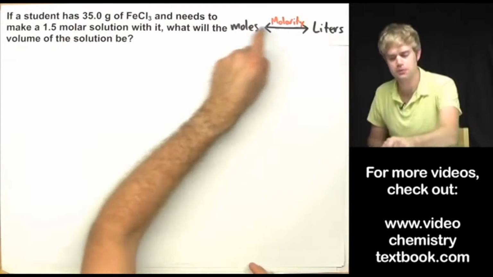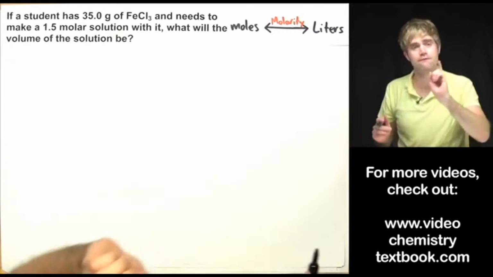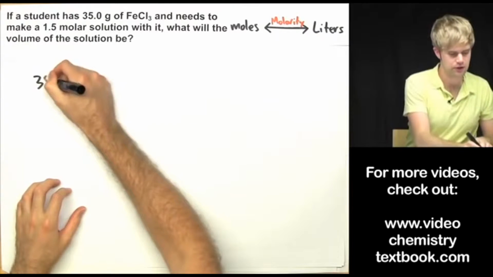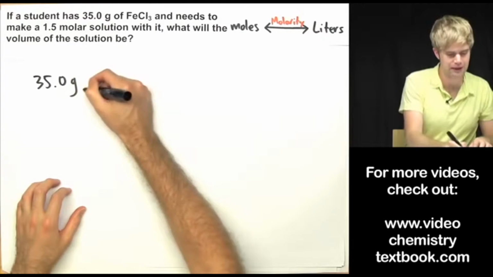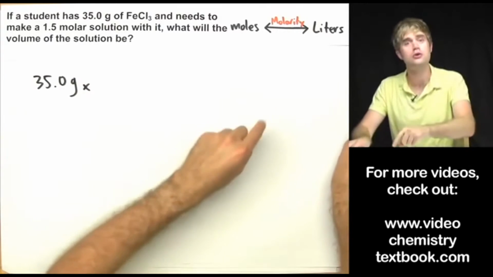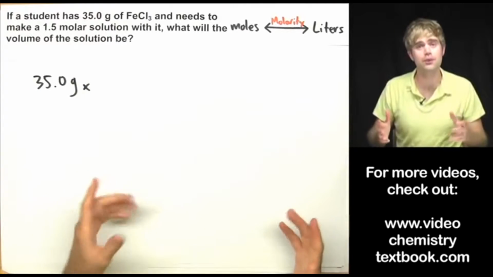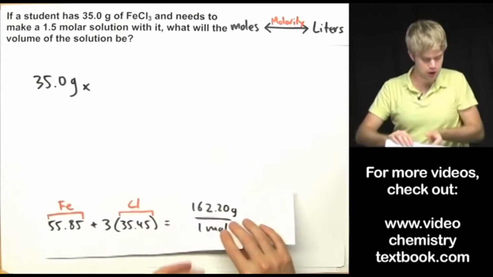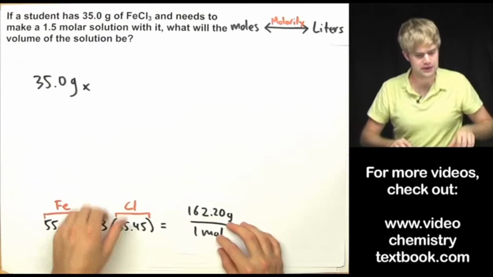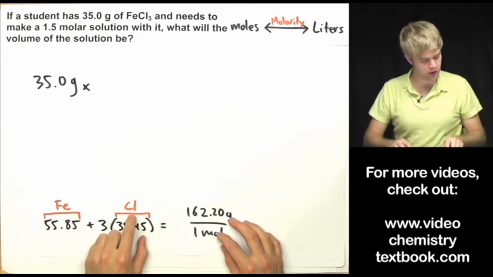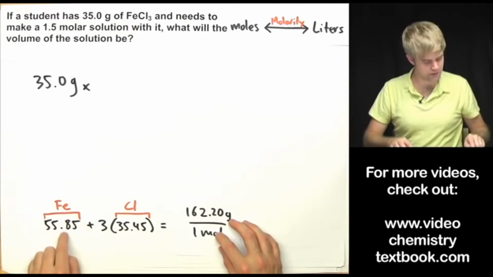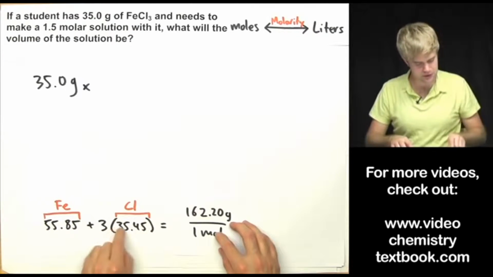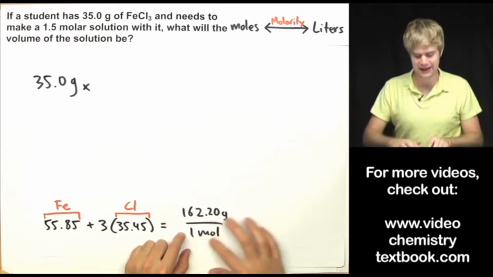So before we can use molarity as a conversion factor to get liters, first we've got to take 35.0 grams and convert it to moles. How are we going to do that? We're going to do that by using the molar mass. So iron chloride is made of iron and 3 chlorines. So I do the molar mass of iron plus 3 times the molar mass of chlorine, and I get this number here.